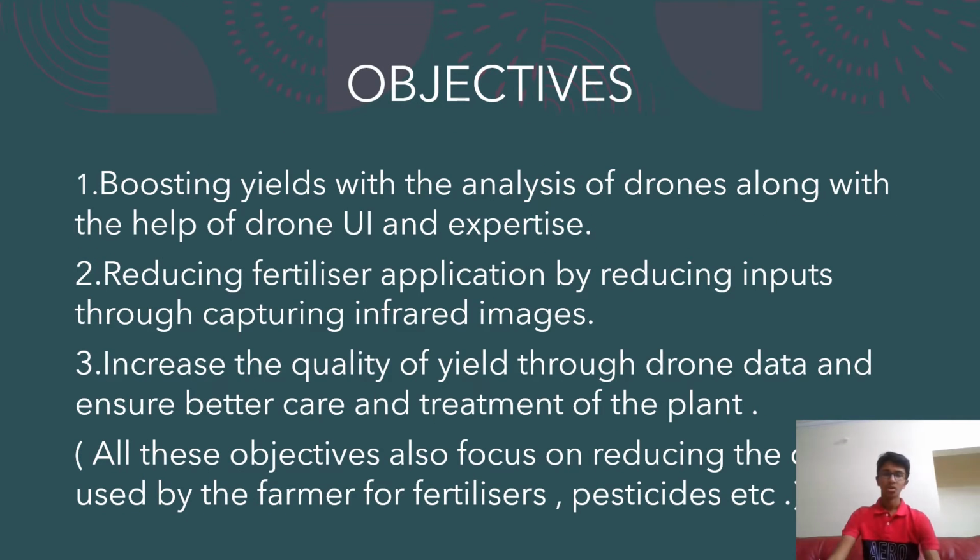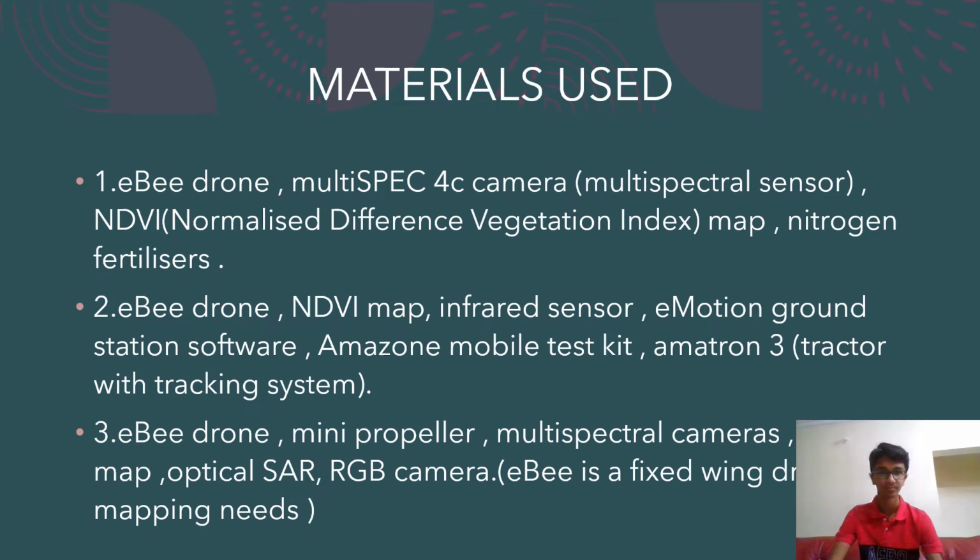So, the objectives that we intend to find with these case studies and experiments are: 1. Boosting yields with the analysis of drones, along with the help of drone UI and expertise. 2. Reducing fertilizer application by reducing inputs through capturing infrared images. 3. Increase the quality of yield through drone data and ensure better care and treatment of the plant. All these objectives also focus on reducing the costs, also reducing the amount of money used by the farmers for buying fertilizers, pesticides, etc.